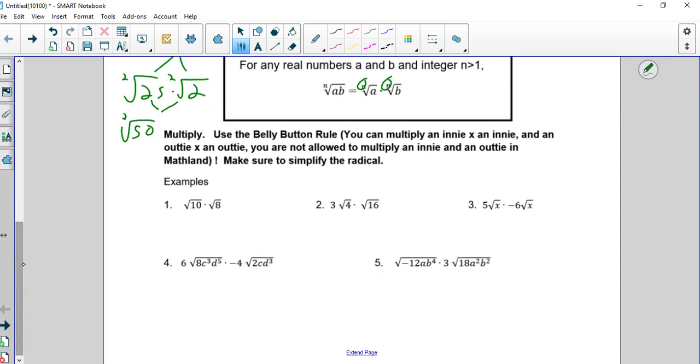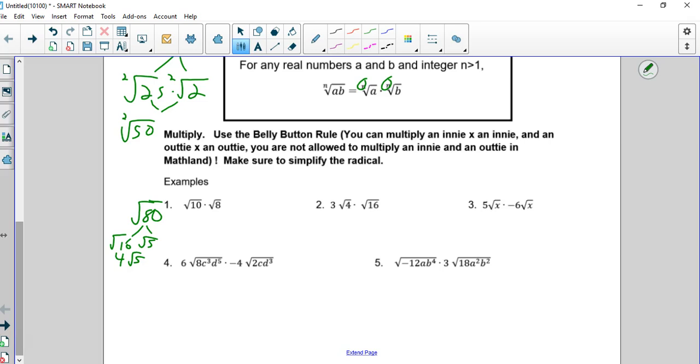Okay, so we're going to multiply. And the belly button rule is when you have coefficients. Okay? Inside, inside, outside, outside. So, we're going to also have to simplify. So here we go. Radical 10 times radical 8 is radical 80. Then you use your chart and say, hey, what goes into that? And actually, even though you go, oh, 4 does, remember we want the biggest one. So that's radical 16 times radical 5. And radical 16 is 4, so that's 4 root 5.